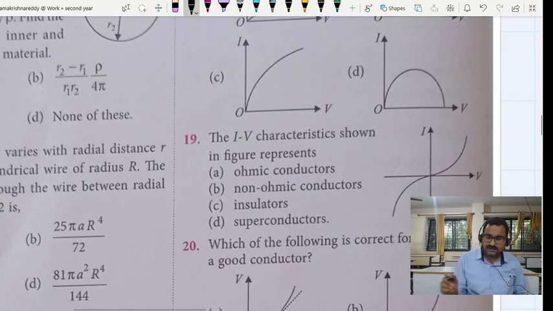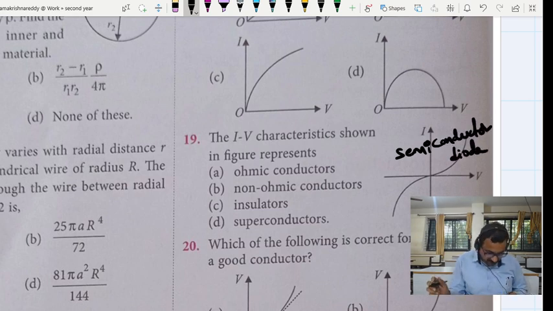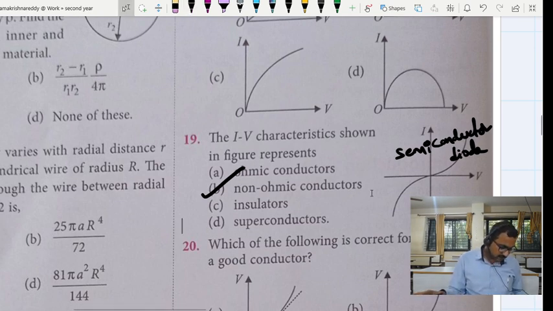Next, what is it indicating there: ohmic conductors, non-ohmic conductors, insulators or superconductors? The IV characteristics shown in the figure represent a semiconductor diode only. A semiconductor diode is a non-ohmic device, where the V and I relation is not satisfied. That is what they are asking. That is question number 19.